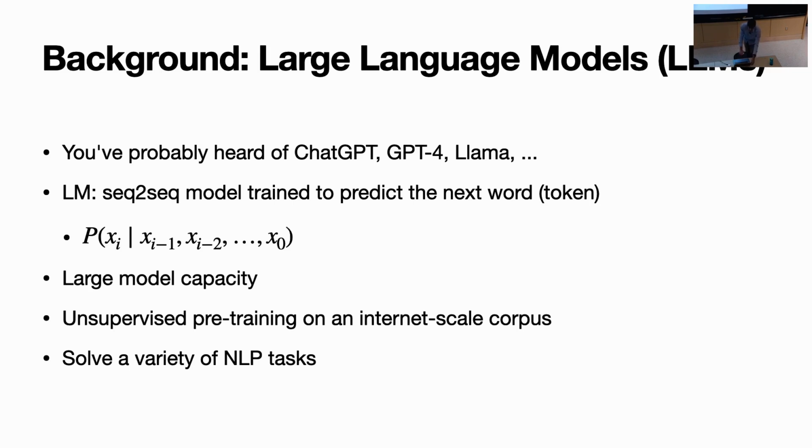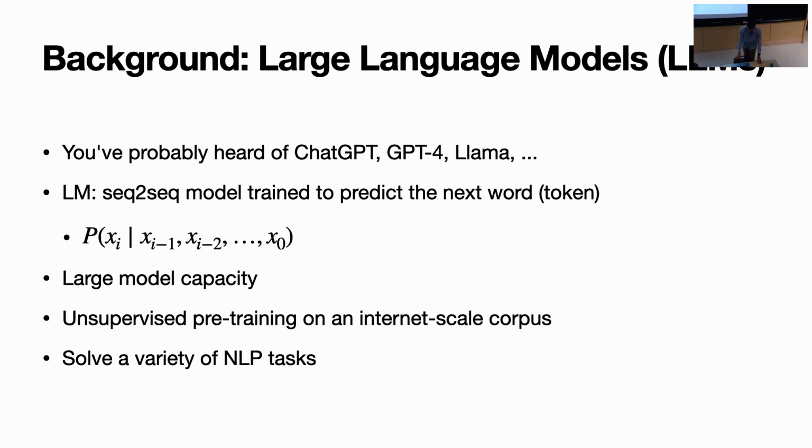So at a high level, a language model is a sequence-to-sequence model that is trained to predict the next word or token in a sequence. So it models this probability distribution given a prefix of a sentence or sequence of tokens. It'll tell you what the probability distribution is for whatever comes next. And that's a pretty simple model of what's going on here, right?